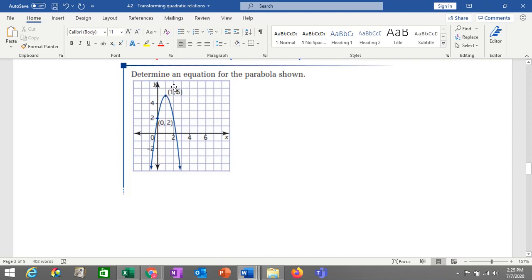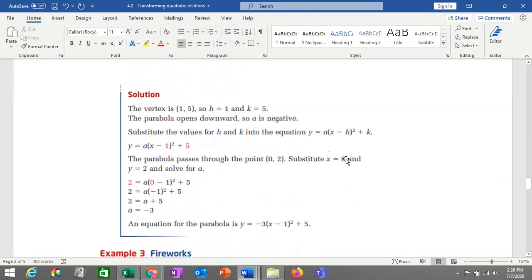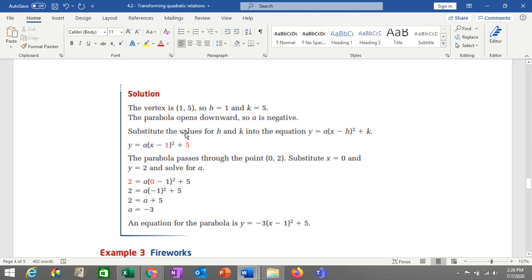This is h and this is k, right? That's how the vertex works. This graph has been moved over to the right by 1 and it's been moved up by 5. So that's where the vertex was originally, and when we transformed it, we moved the vertex over by 1, up by 5. So that's your h, k. Okay? So you can basically sub those into the equation. So your h is 1, your k is 5.